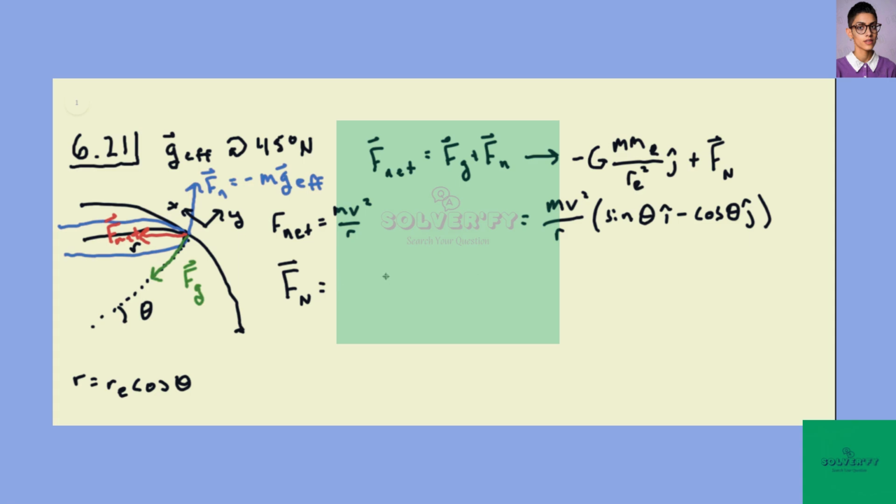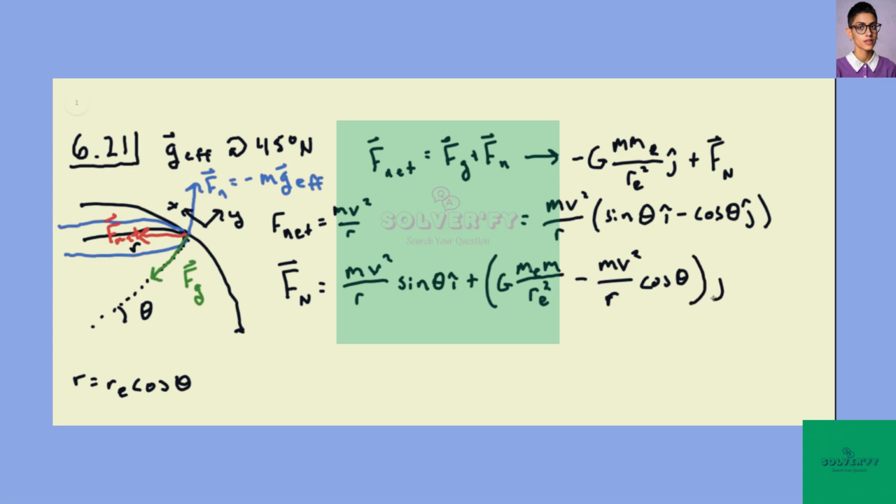And so then just doing a little bit of algebra here, we get that F sub n is equal to mv squared over r sine of theta i hat plus G M (mass of the Earth) over the radius of the Earth squared minus the centripetal term, v squared over r, cosine theta. This is the j hat component.